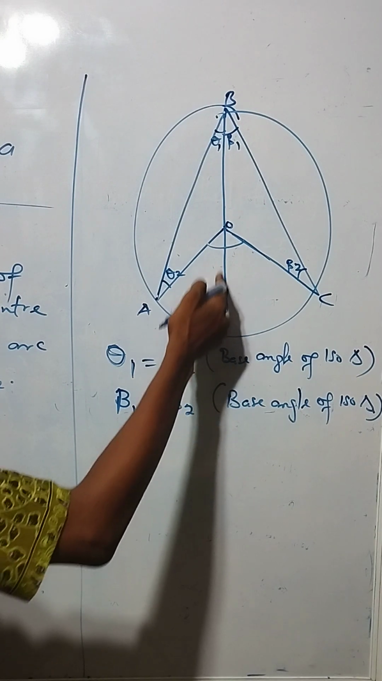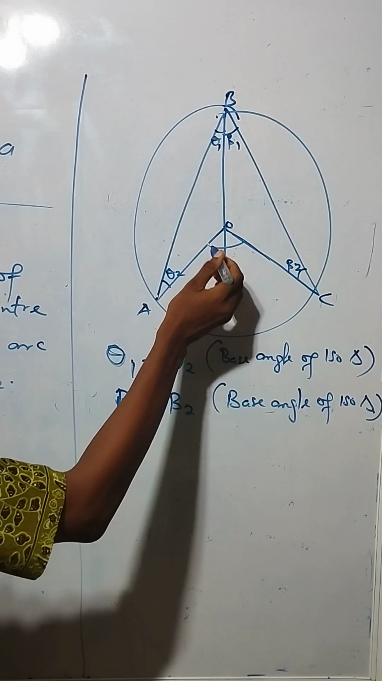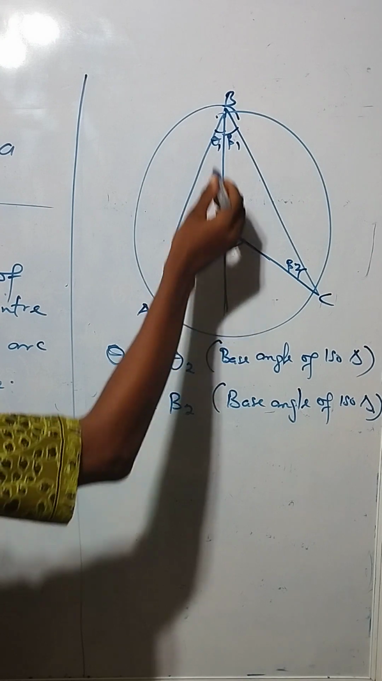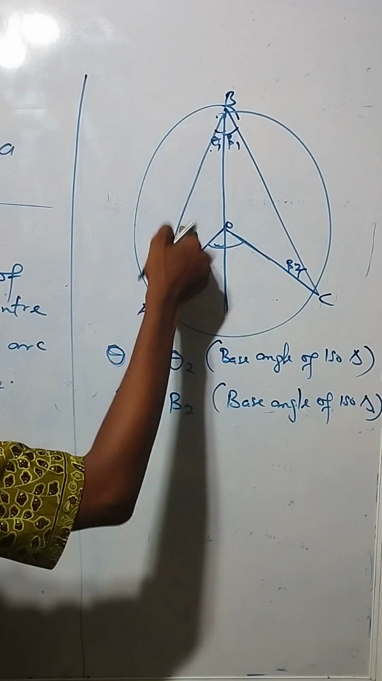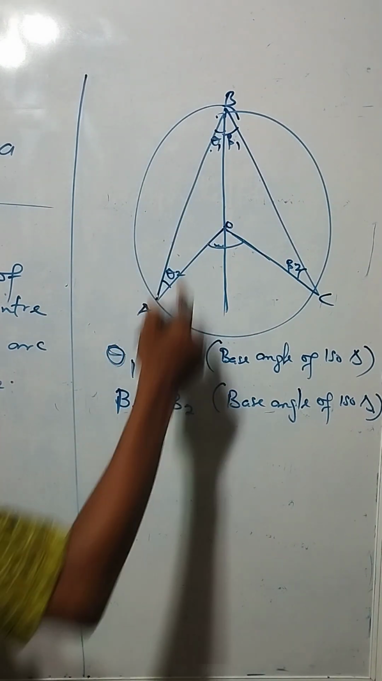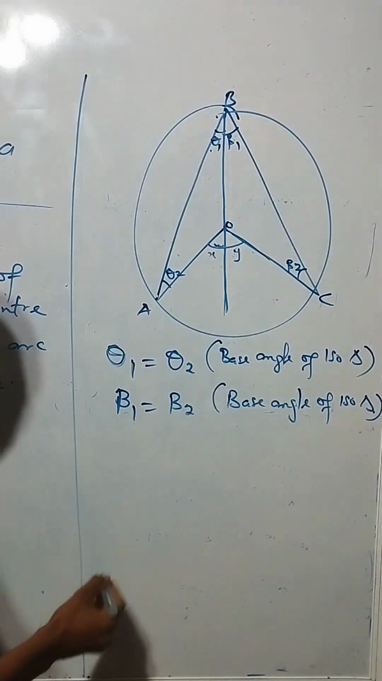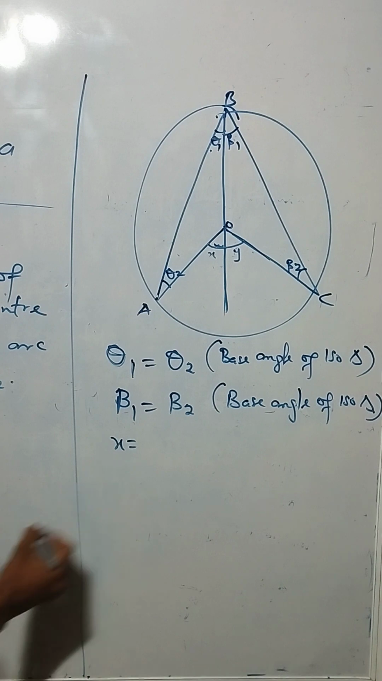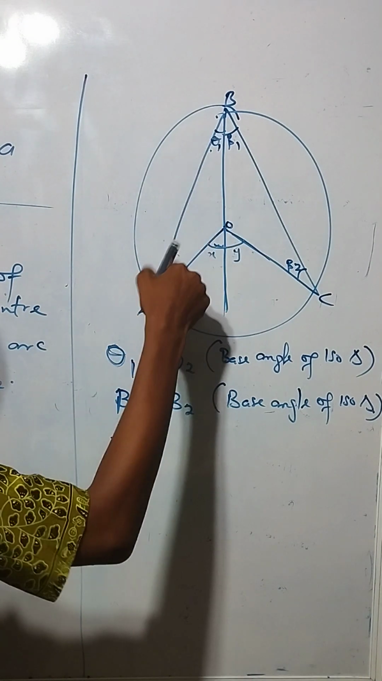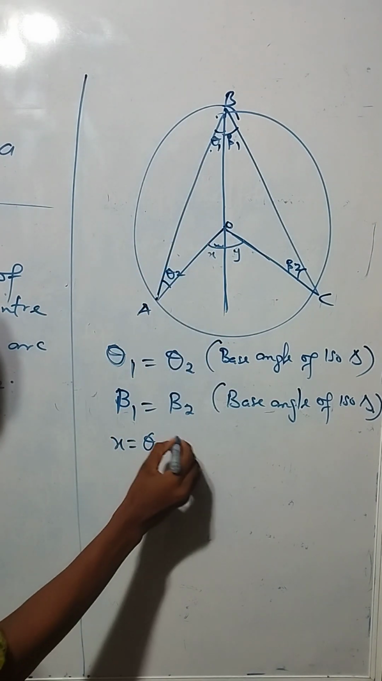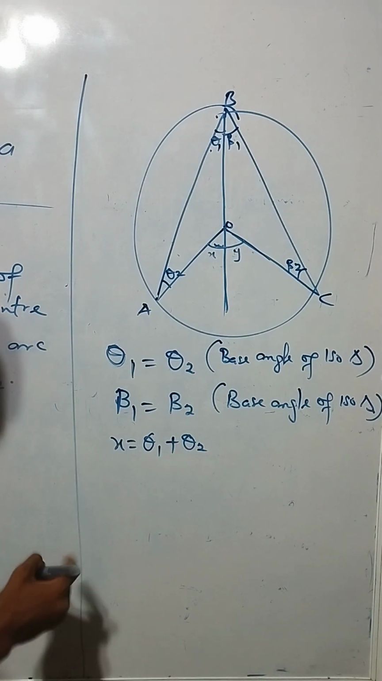Now, you have been taught the exterior angle theorem. The exterior angle theorem states that the exterior angle is equal to the sum of the two interior angles. This is what we are saying. So if you have labeled this place as x, let's label this one as y. So we are saying that our x is equal to the sum of these two, meaning that theta 1 plus theta 2. That is for x.